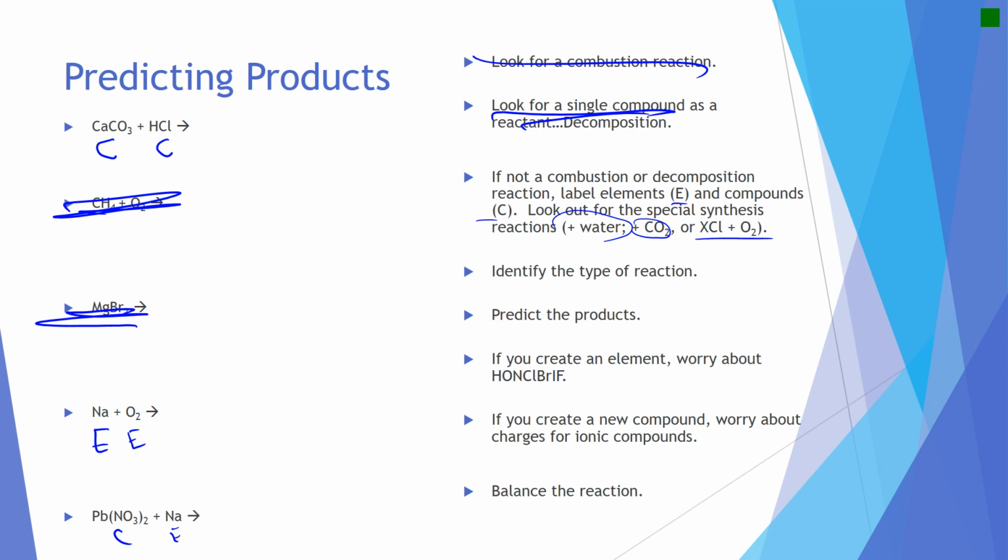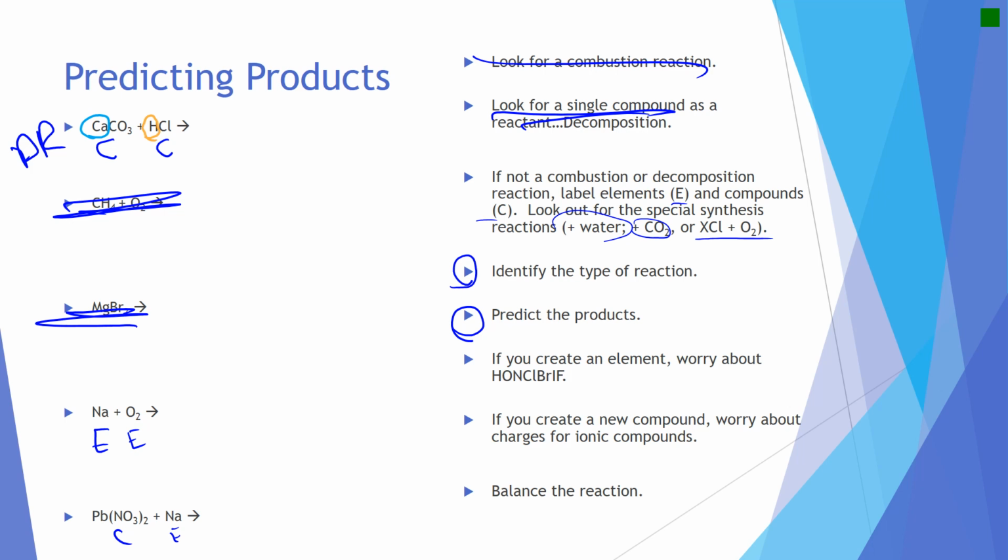All right, so the one where it's a compound plus a compound and it's not one of those synthesis exceptions is going to be a double replacement. So now I've identified the type of reaction. Now I'm going to predict the products. The products for a double replacement is when you have the first element, you are going to switch it with the first element of the second compound.